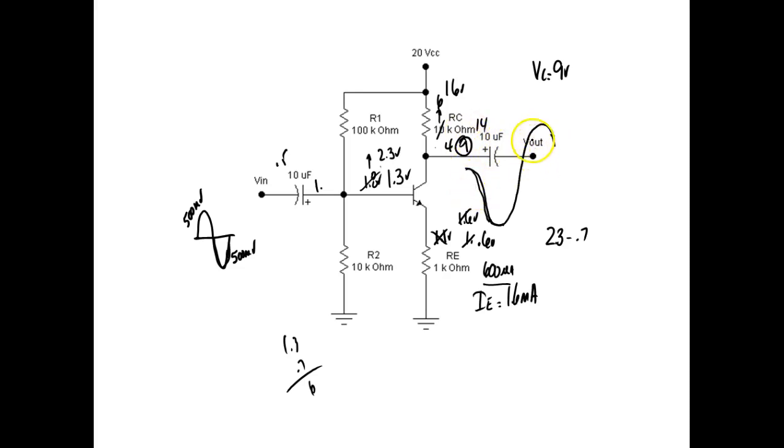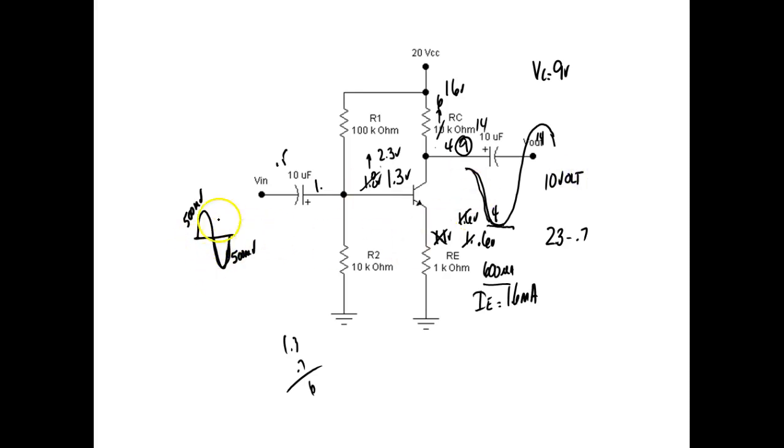So over here, what are we getting? We're putting 1 volt peak to peak in. What did this drop down to? This dropped down to 4 volts. Now it's gone up to 14 volts. So we got 10 volts out.